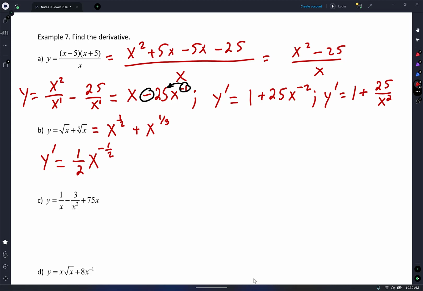I subtracted 1 from 1/2. Oh, you're right. No, we're good. I still have another term. I'm not done, guys. Plus 1/3 x. Say negative 2/3, because when you say minus, it sounds like you're subtracting. To the negative 2/3. Are we okay with that?